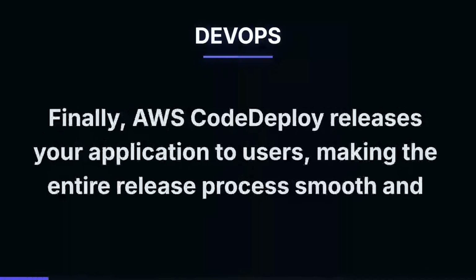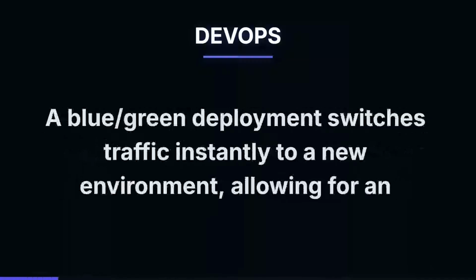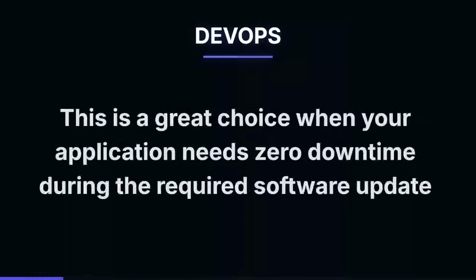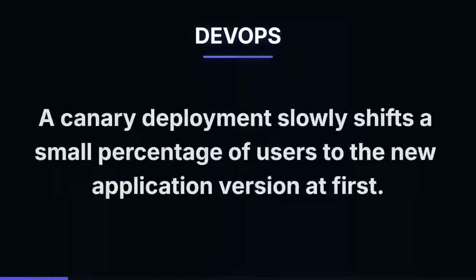When we update our applications, we have a few different ways to release the new version safely. A blue-green deployment switches traffic instantly to a new environment, allowing for an immediate and safe rollback. This is a great choice when your application needs zero downtime during the required software update process.